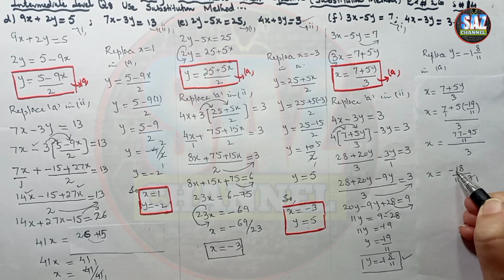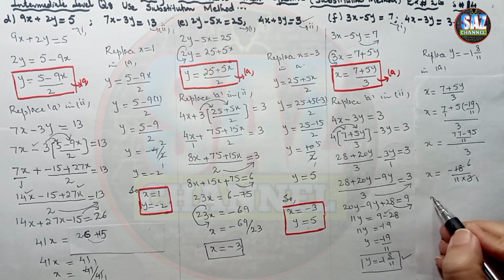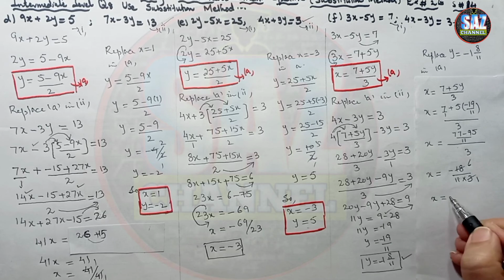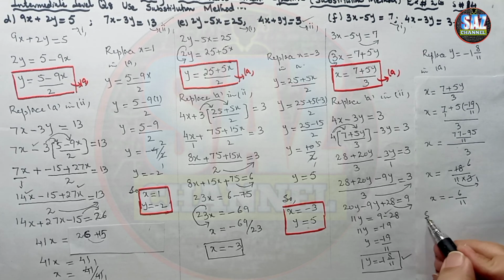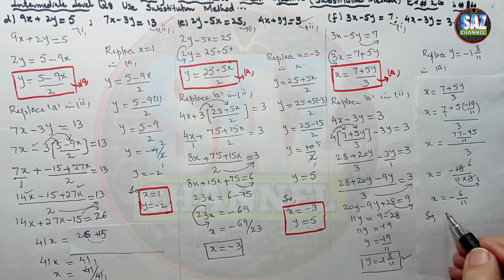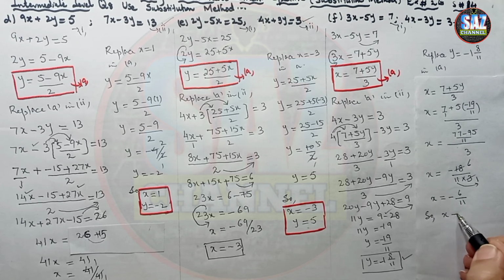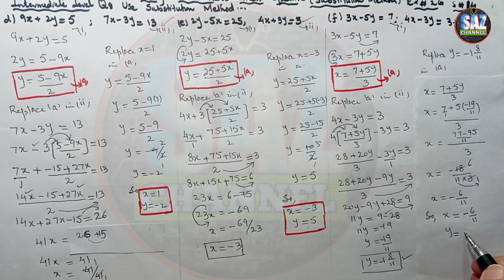3 ones are 3 and 3 sixes are 18. So the value of x will be minus 6 by 11. So the solutions of this equation, the values, are x equals minus 6 by 11 and y equals minus 19 by 11, or minus 1 whole 8 by 11.